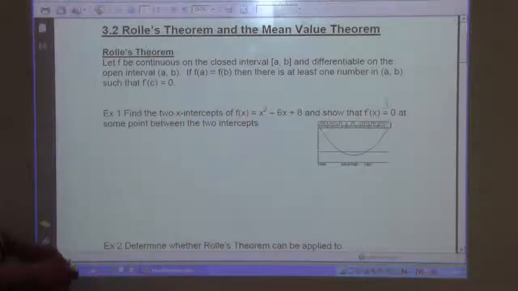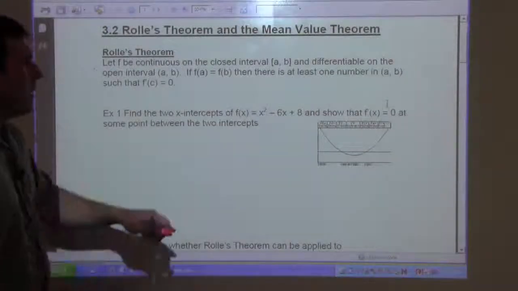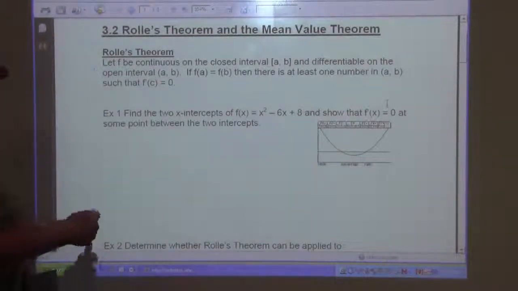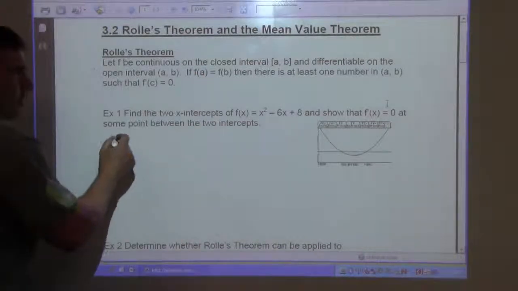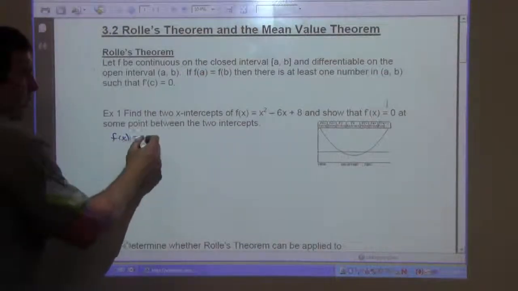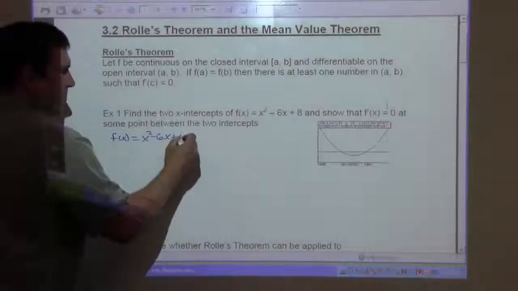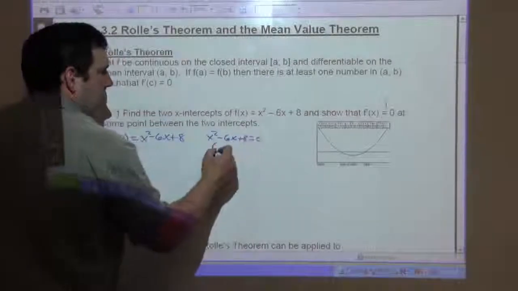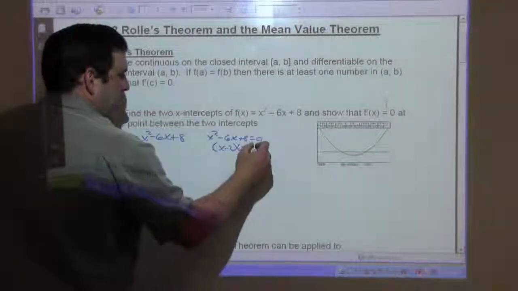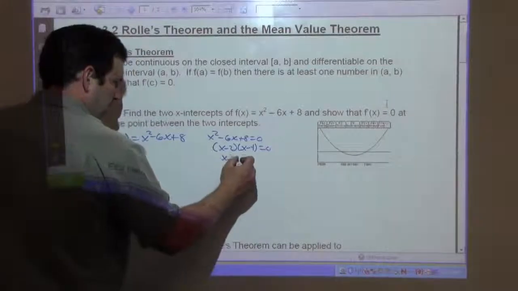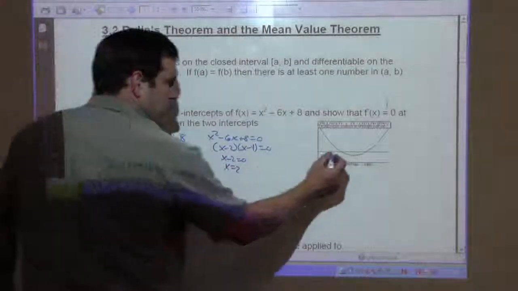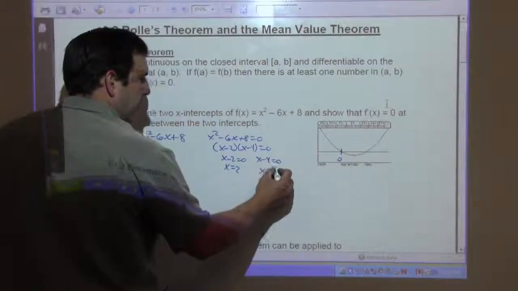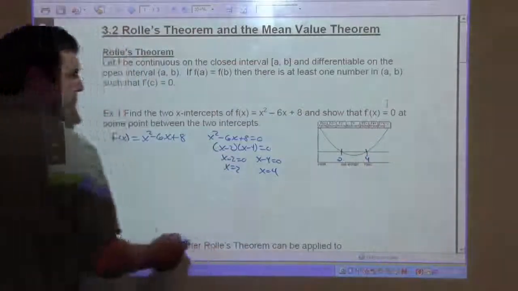So find the two x-intercepts of f of x equals x squared minus 6x plus 8 and show that f prime of x equals 0 at some point between them. Okay, so we have f of x equals x squared minus 6x plus 8. So we do x squared minus 6x plus 8 equals 0. That's x minus 2 times x minus 4 equals 0. X minus 2 is 0, means x equals 2, and we see that here. X minus 4 equals 0, so x equals 4. And we see that there.